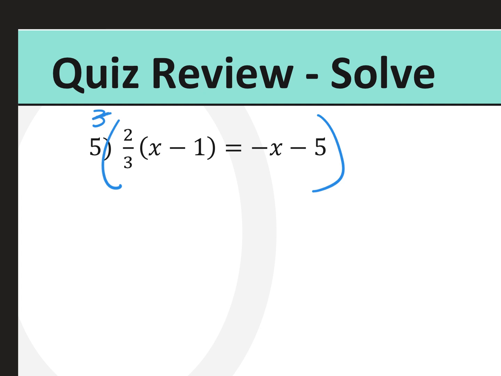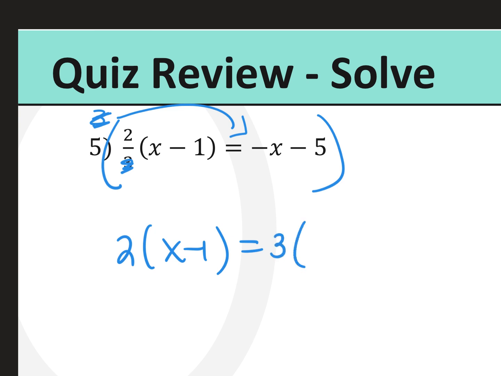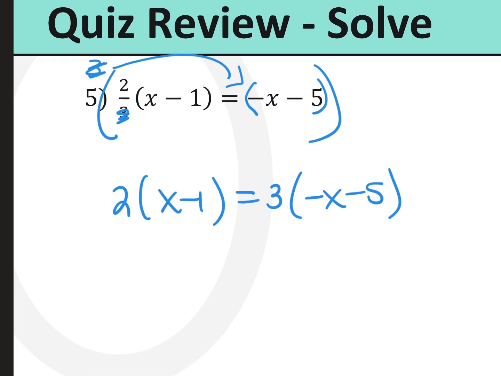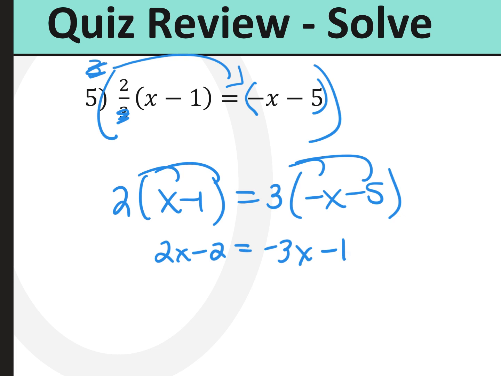So this 3 cancels out here. So I'm left with 2 times x minus 1. And then when I multiply this side by 3, it's going to be 3 times negative x minus 5. Because remember, this is together. So you're multiplying both sides by 3. Then, yes, we will distribute the 3. So this becomes 2x minus 2. Yeah? And this becomes negative 3x minus 15.